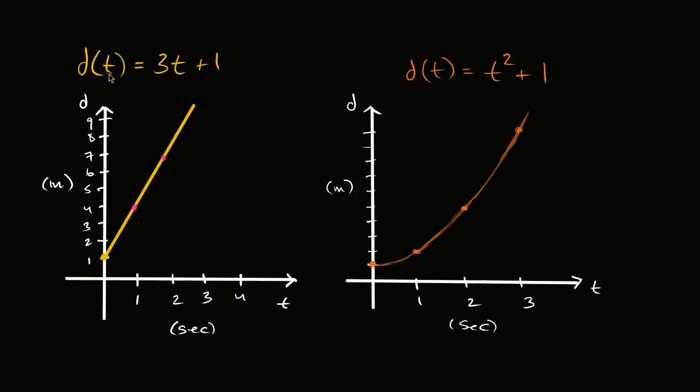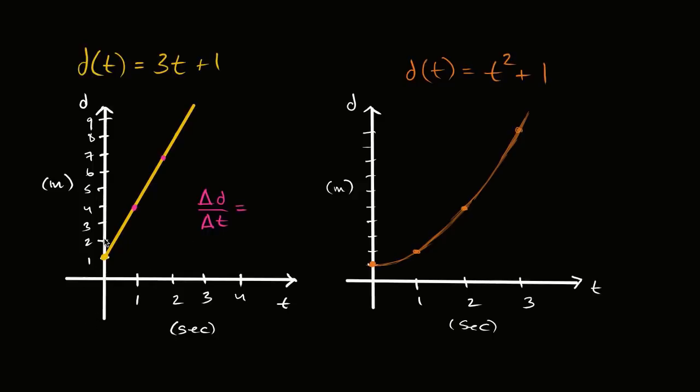So given this definition of d of t, this function definition, what is the rate of change of distance with respect to time? And let me write it this way. What is the change in distance over change in time, the rate of change of distance with respect to time, which people sometimes call speed? And this triangle right over here, that's the Greek letter delta, it just means change. Well, what is this going to be?